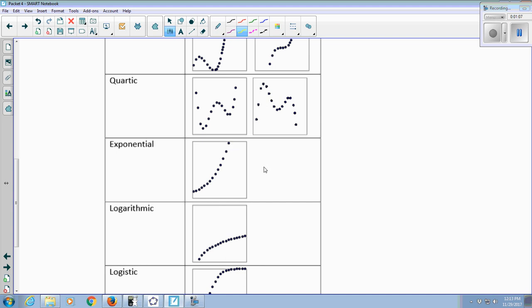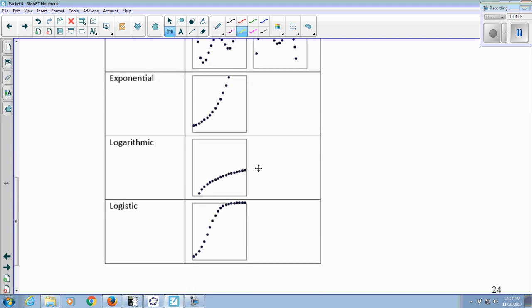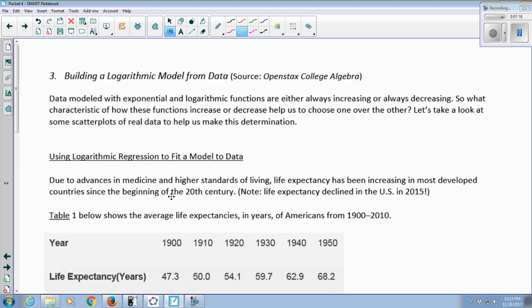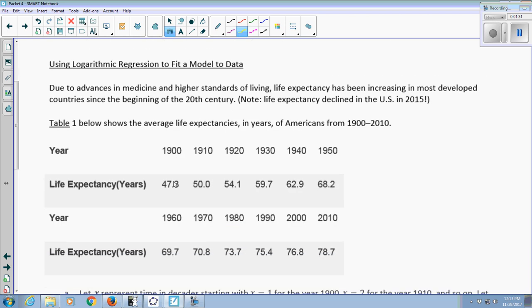Exponential is very fast growth. Logarithmic is slow growth. And logistic is the S-shaped curve. So if we want to build a model from data, data modeled with exponential and log functions are either always increasing or always decreasing. So let's take a look at some scatter plots of real data to help us make this determination.